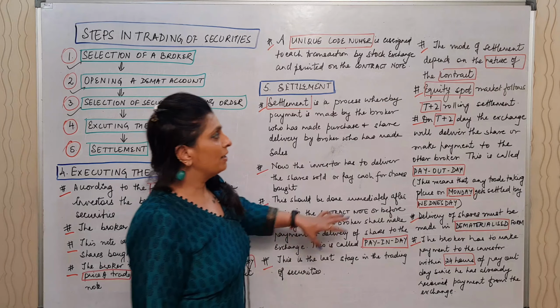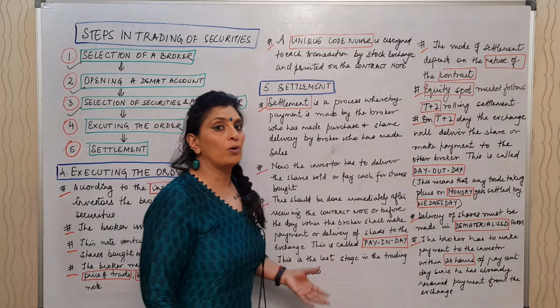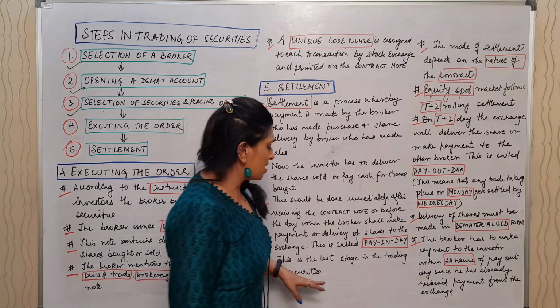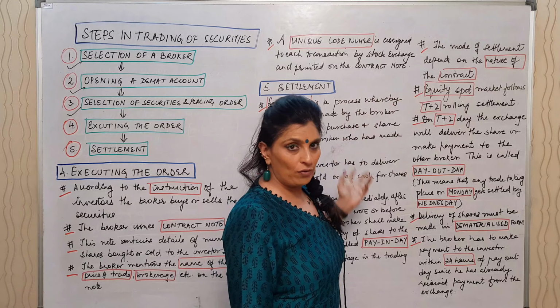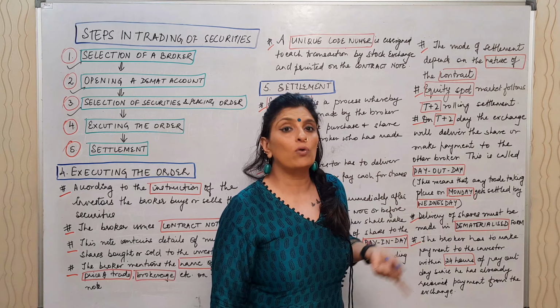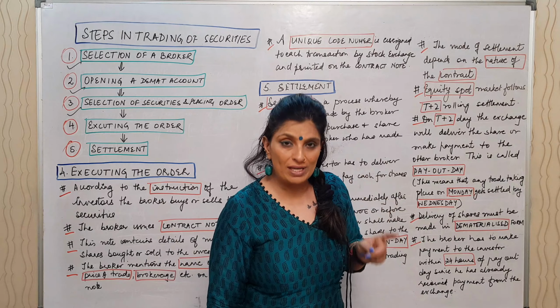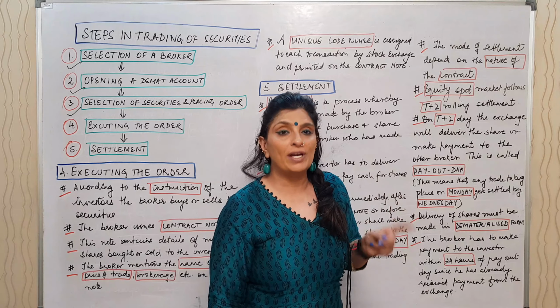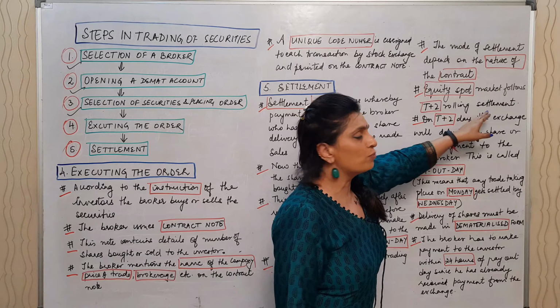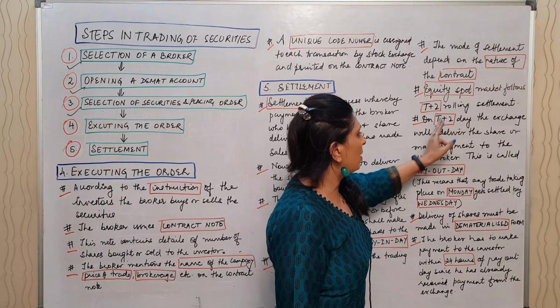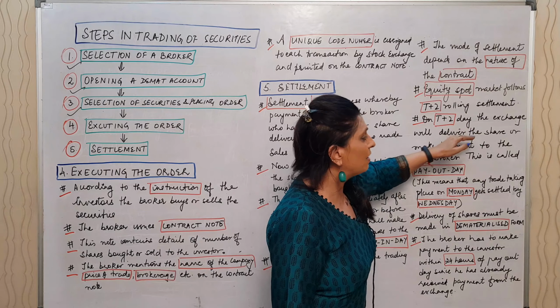After doing this, next you have to talk about the payout day. This is the last stage in the trading of the securities. The settlement all depends upon the kind of contract which you have signed. You have to follow equity spot T+2 rolling settlement. T+2 is trading plus 2 days of grace. Then the equity spot market follows T+2 rolling settlement. On T+2 day, the exchange will deliver the shares.